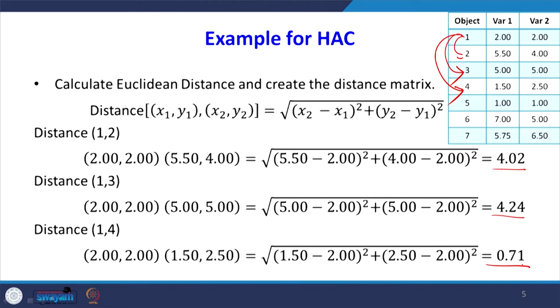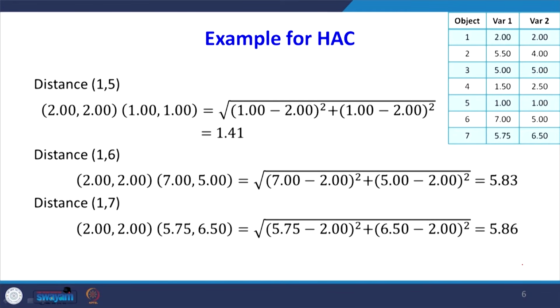Now, we will find the distance between 1 and 5. The position of 1 is 2 comma 2, the position of the fifth object is 1 comma 1. So, it is 1 minus 2 whole square plus 1 minus 2 whole square, it is 1.41.